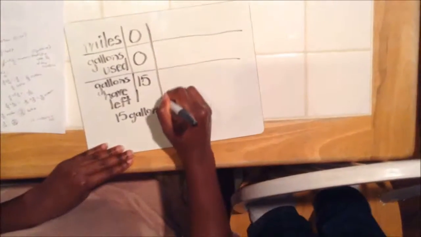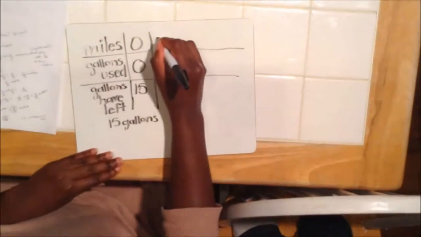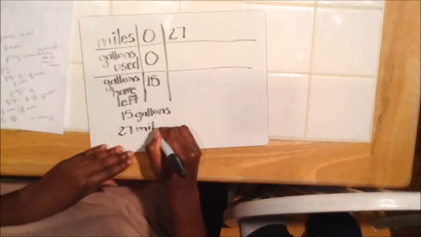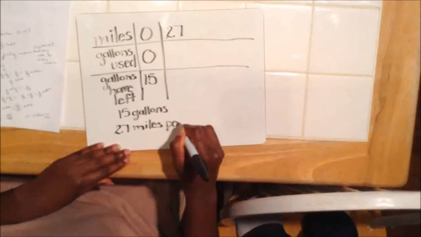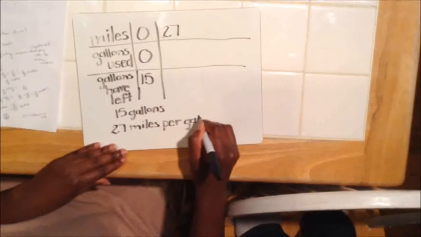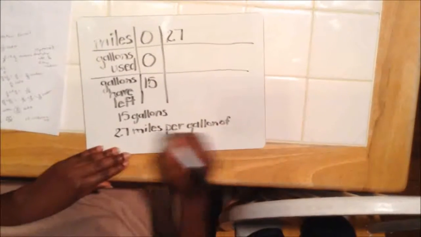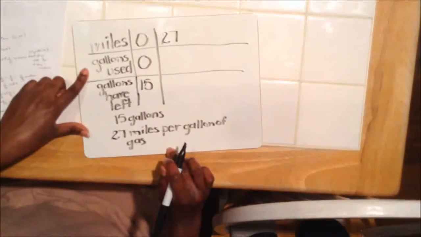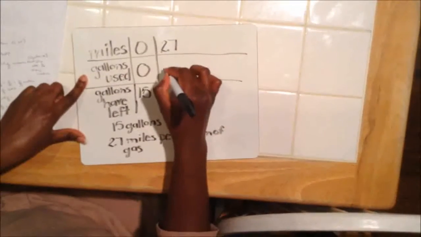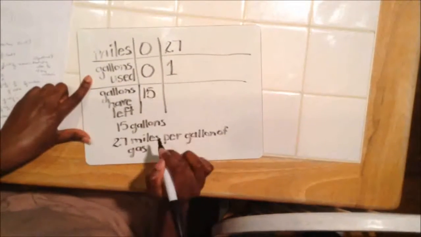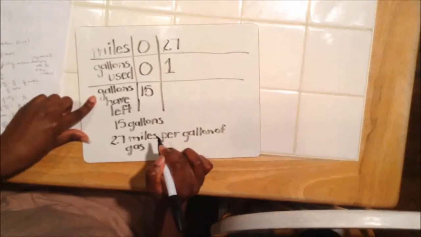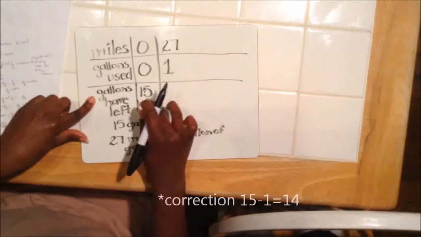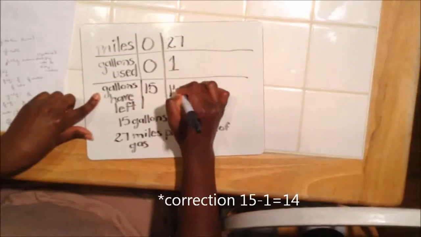Now let's say I'm going to travel 27 miles. And I'm getting the 27 miles from the fact that your car is going to go 27 miles for each gallon of gas. So you travel 27 miles, which, if it gets 27 miles for each gallon of gas, obviously means that you've used 1 gallon already. And if you've used 1 gallon, then the number of gallons that you have left is going to be 15 minus 1, which is 14.